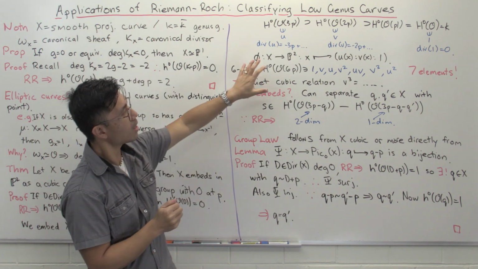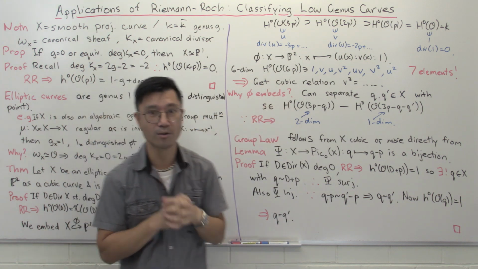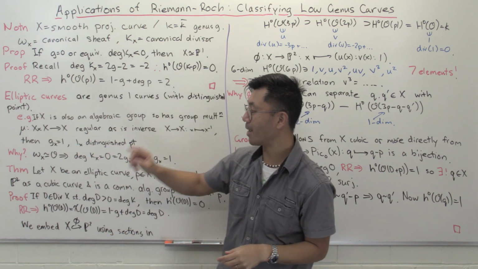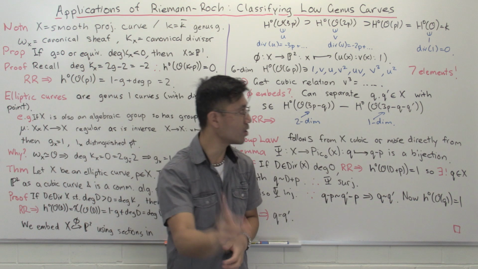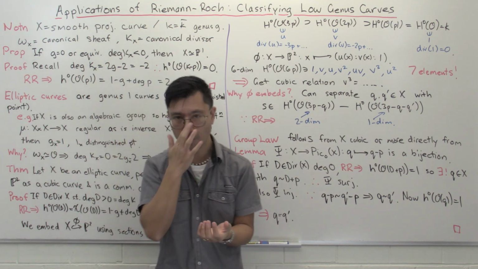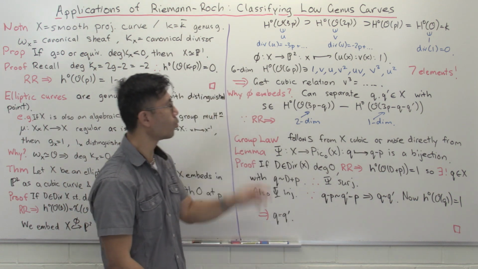Okay, so I guess to complete the proof, we need to do two more things. So firstly, we have to say, why is this map an embedding? Okay, that's the first thing. And the second thing is to talk about the group law. Okay, so why is it an embedding?